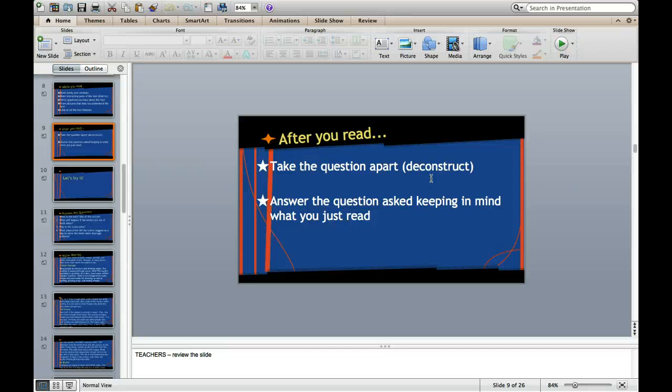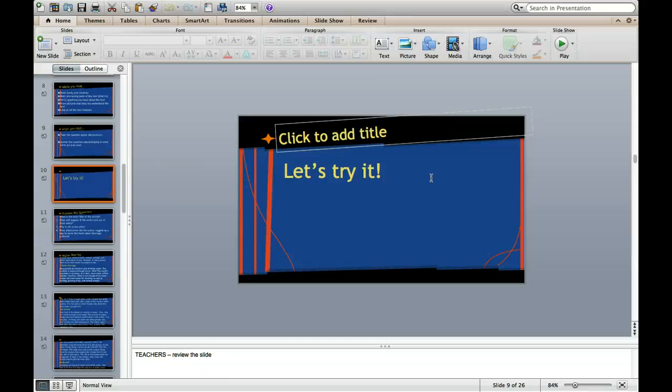And please keep in mind that you want to answer the question based on what you read. Don't answer the question based on what you think you know. Answer the question based on exactly what's in the text, because that's what this test is measuring, okay?